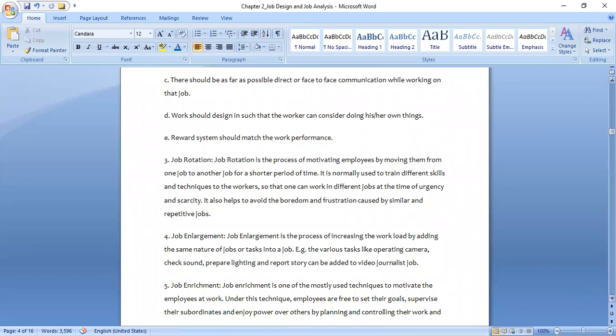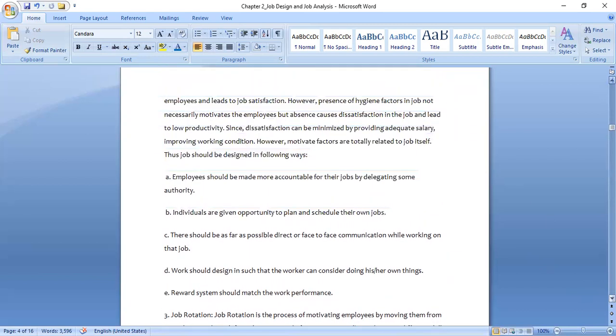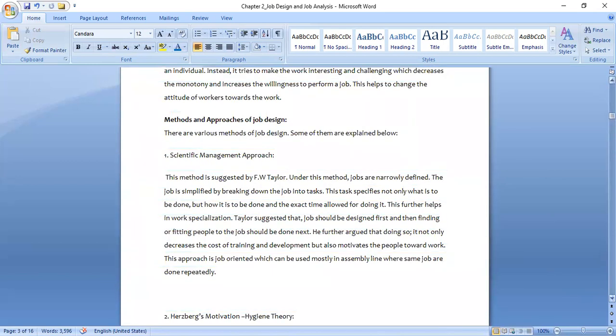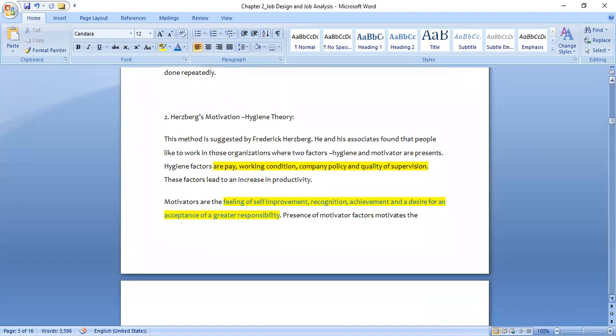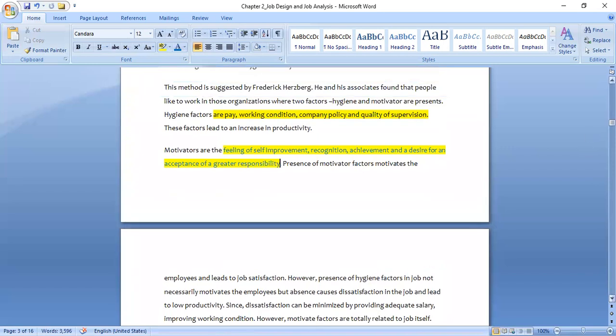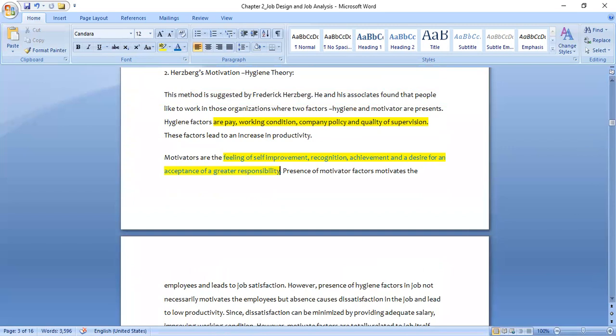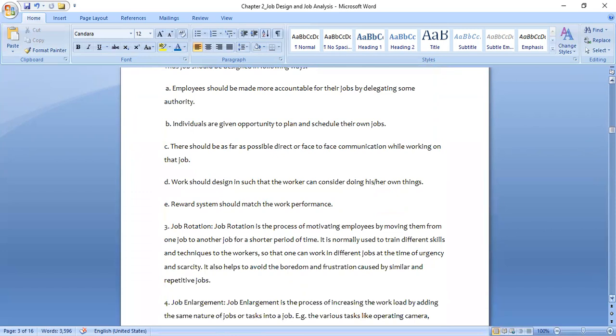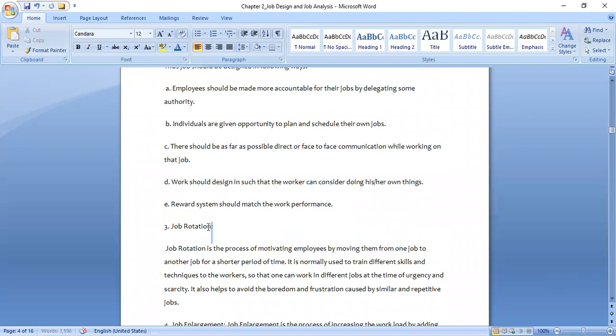And then we are still looking at methods and approaches of job design. So we have seen the first method as scientific management. Then we've seen Herzberg's motivation-hygiene theory. And then we are looking now at the third one, which is job rotation. These are methods of job design, approaches of job design.